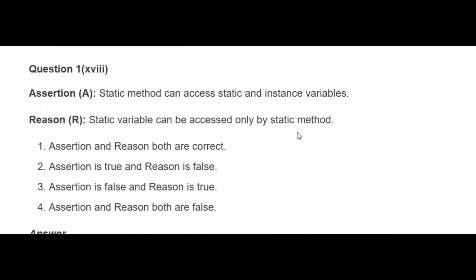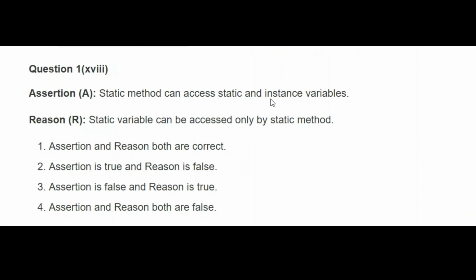Question 18. Can a static method access static and instance variables? Can a static variable be accessed only by a static method? Answer: a static method cannot access instance variables directly. It can access them using an object. Hence the assertion is false and the reason is also false, because a static variable can be accessed by both static and instance methods. So the answer is option 4.